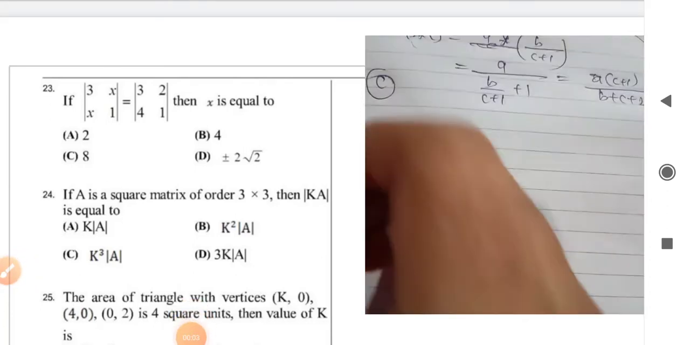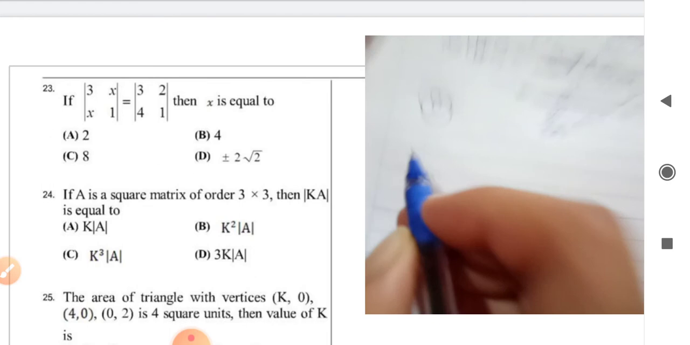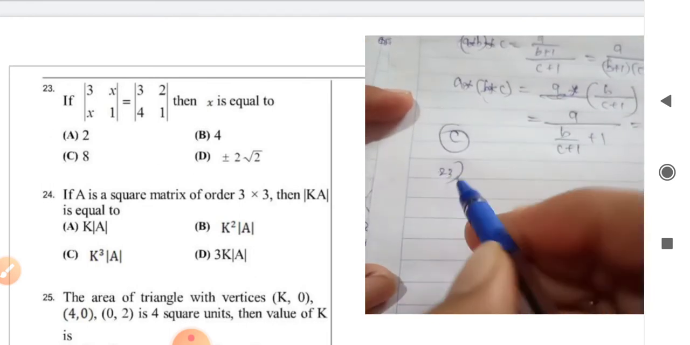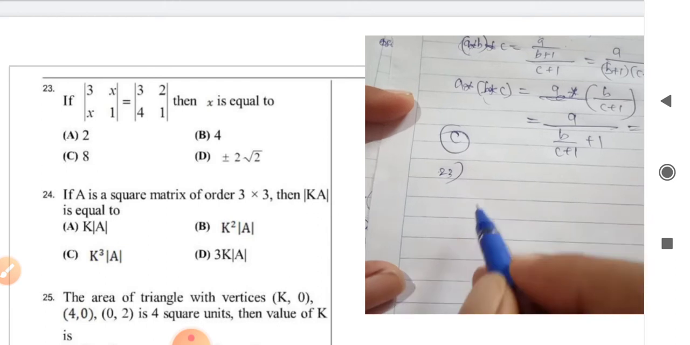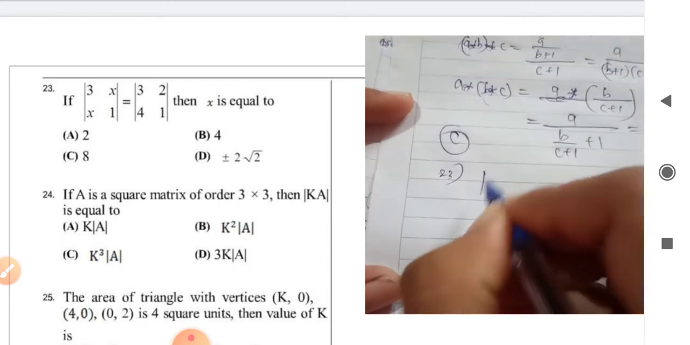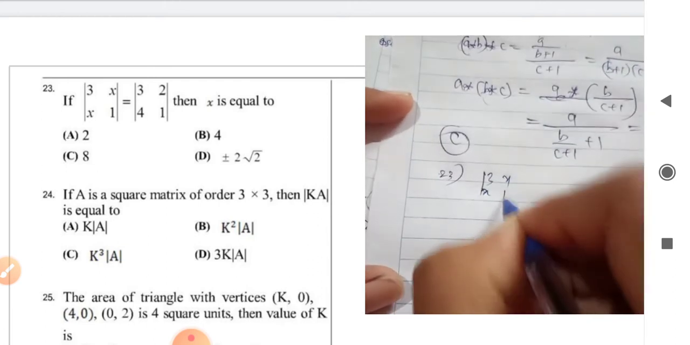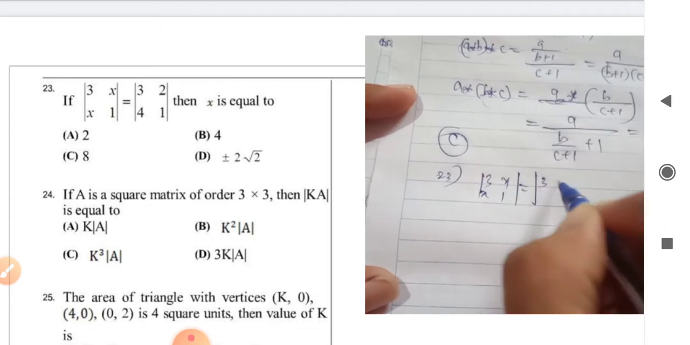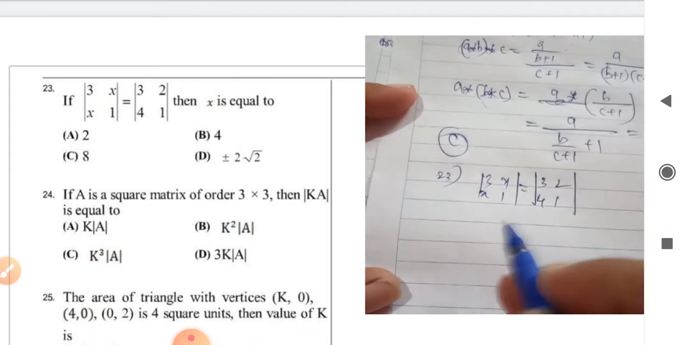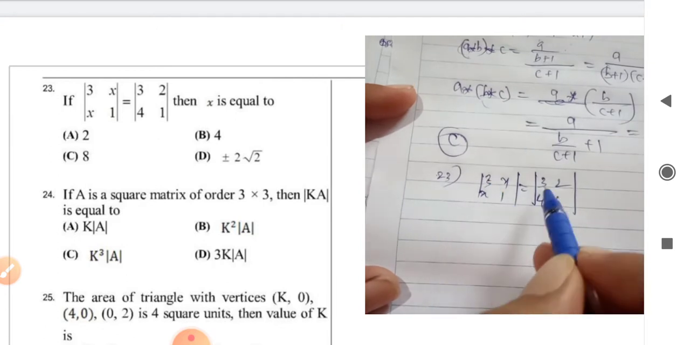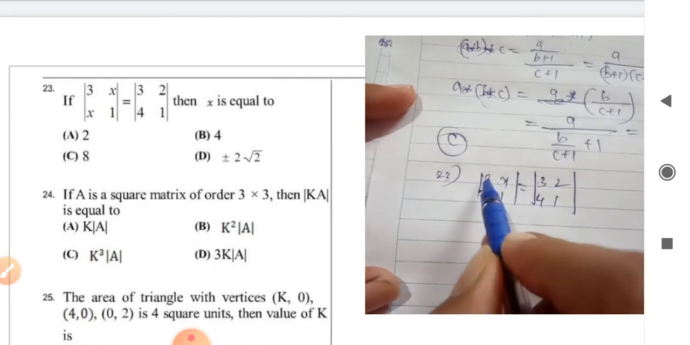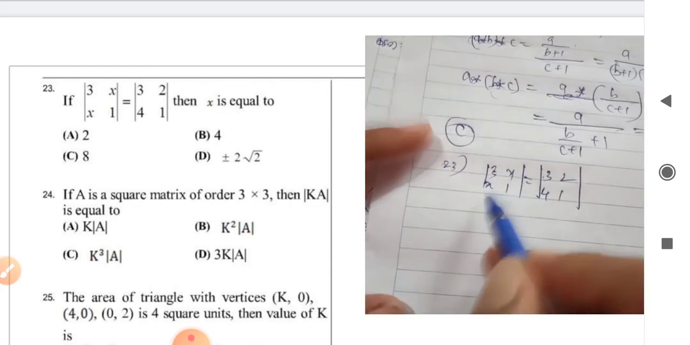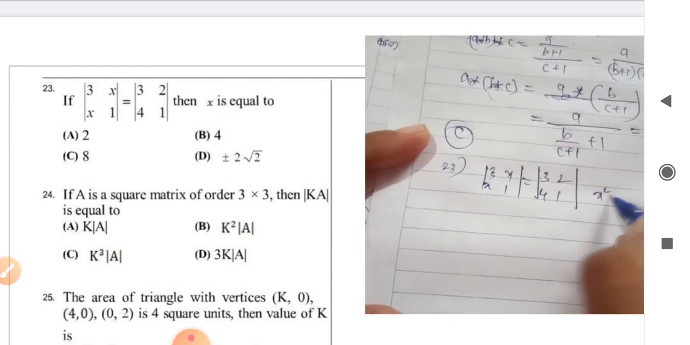So now we go for the 23rd problem. This 23rd one is a very simple problem they have given for us based on the determinant. Simply look at the determinants they have given: the determinant 3 x, x 1 is equal to one more determinant they have given, 3 2, 4 1. See here, this 3 is the same along the principal diagonal. Hence definitely it is equal to x square equal to 12.